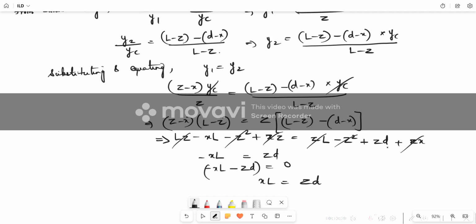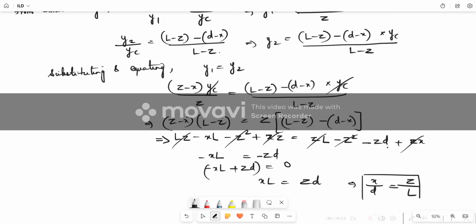I'm sorry, this is minus zd here, not plus. That is why I was wondering why we are not getting it. So this is minus zd. So this becomes plus. So xL equal to zd. And the condition you will get is x by d is equal to z by L.